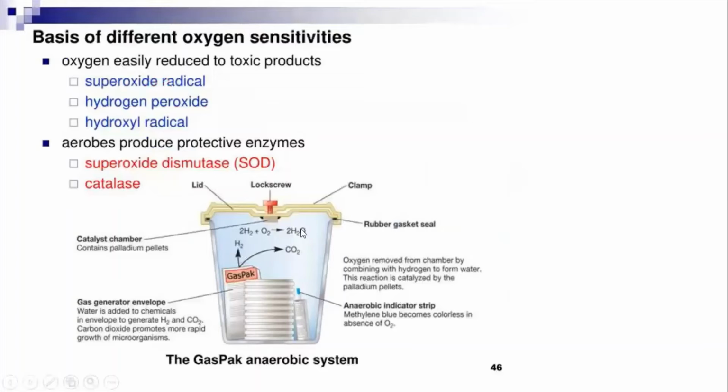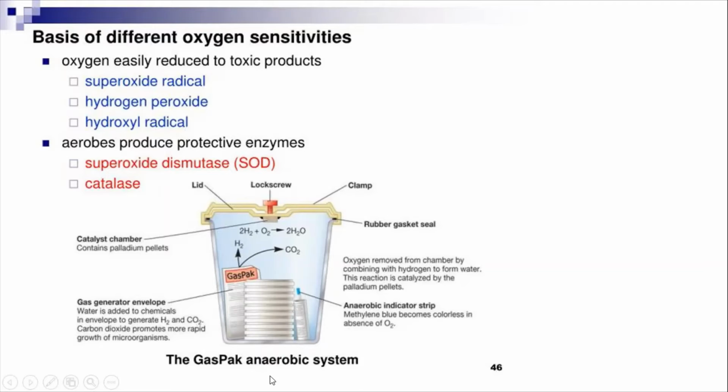This is the chamber where you can actually see the basis of the different oxygen sensitivity. Oxygen is easily reduced to toxic products like superoxide, hydrogen peroxide, hydroxyl radical. So for this, what enzymes do we have? SOD and catalase, okay? Superoxide dismutase and catalase.